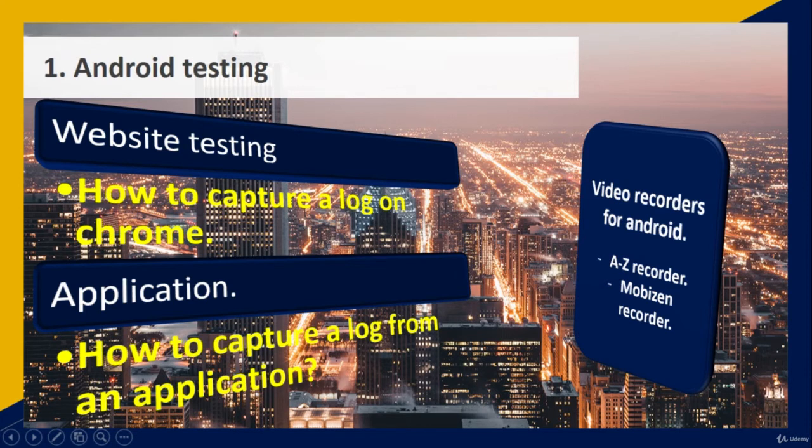Of course, I recommend you look for the easiest one, but if you want to practice, then go ahead and test on different platforms. However, in Android testing, if you are going to test the website, then you have to understand how to capture a log on Chrome. This is something that we are going to explain in this video. And the second thing, if you have an application, then you have to understand also how to capture a log from an application. One of the complicated things about Android is that capturing a log is very, very different on a website than on an application.